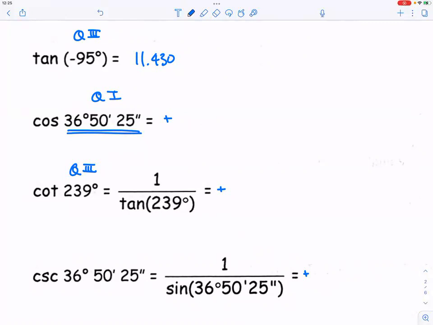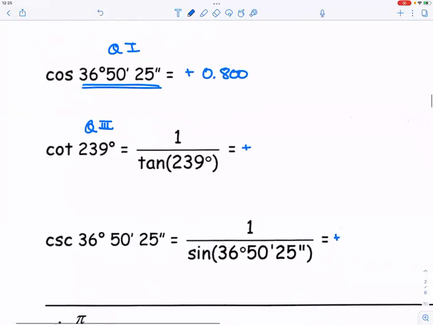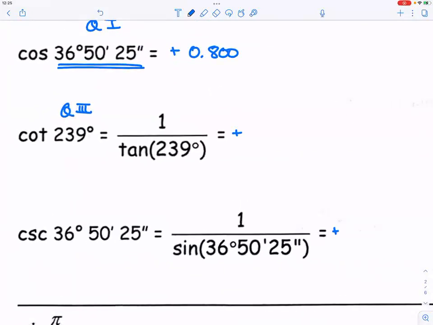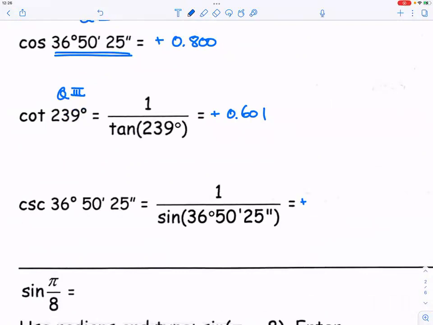Cosine of 36 degrees, 50 minutes, and 25 seconds. You should get a number that is 0.800. Yes? Okay. Cotangent of 239. Do you get 0.601? Okay. And then you have cosecant.